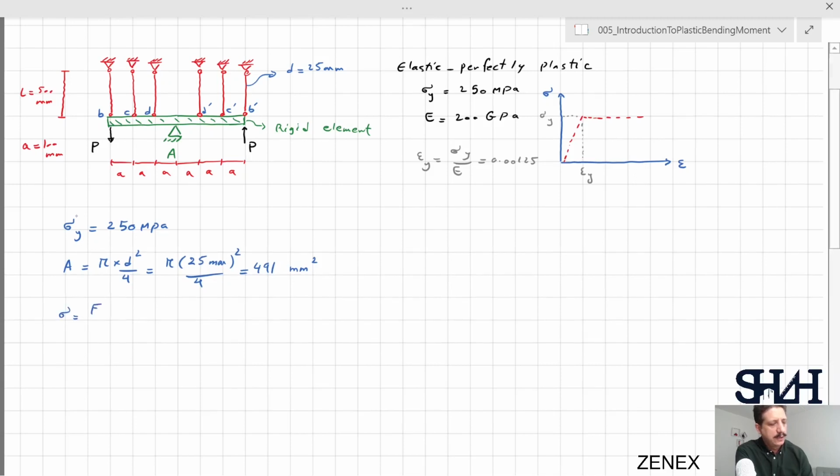Sigma equals F divided by A. As a result, the yielding force will be sigma times A. Sigma is 250 megapascal times 491 square millimeter. So it is 122.75 kilonewton. And also we can calculate what is the corresponding yielding deformation.